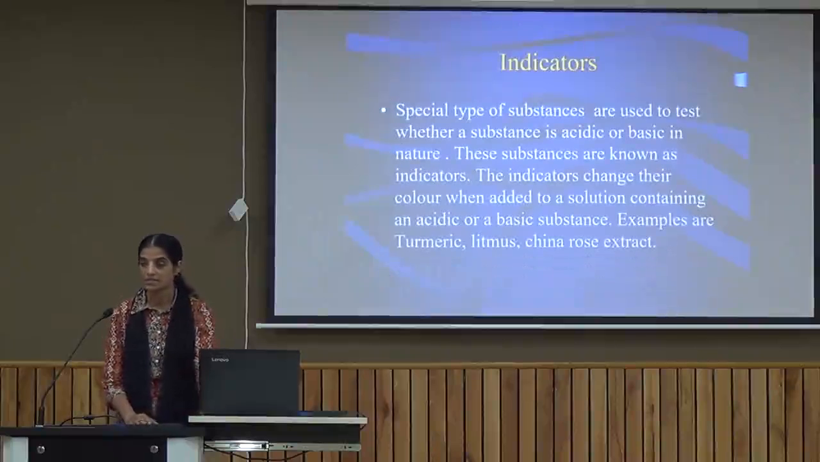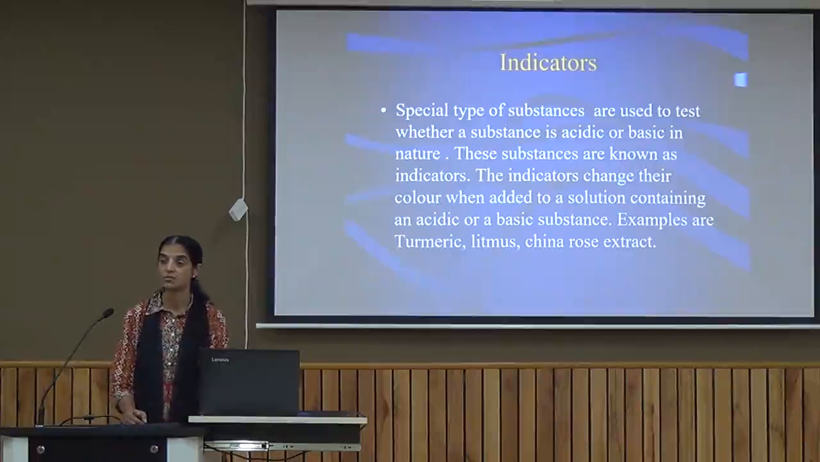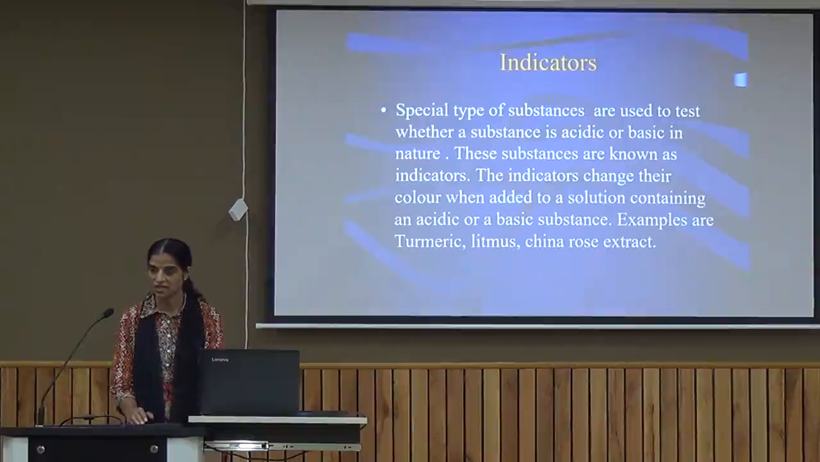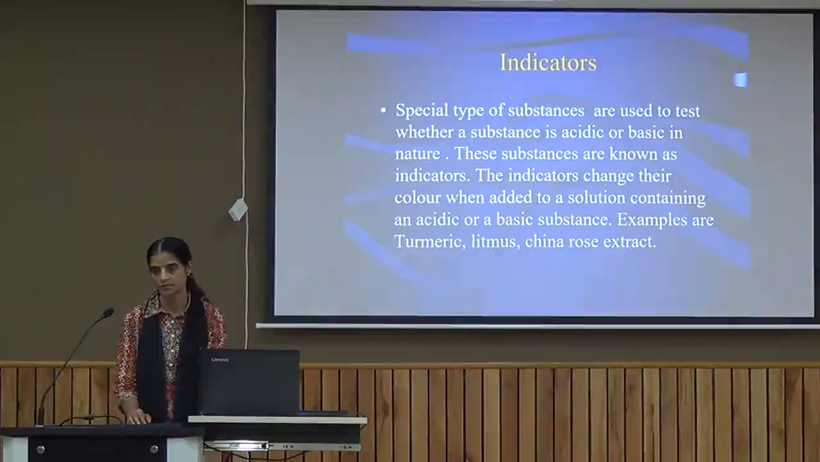Then next is indicators. We have talked about litmus indicator earlier in one of the slides. Now actually we need to understand what these indicators are. They are a special type of substances which are used to find out whether a given solution or a substance is acidic or basic in nature. These indicators will show different colors in acids and bases, and from their specific colors, we can identify that a given substance is acid or base.